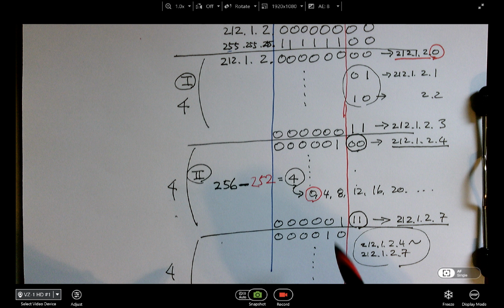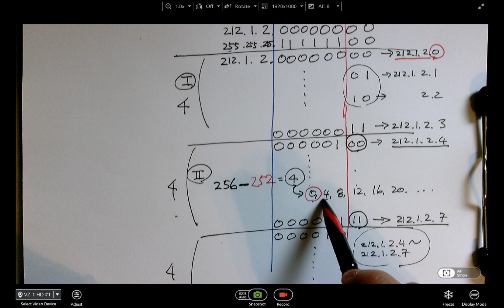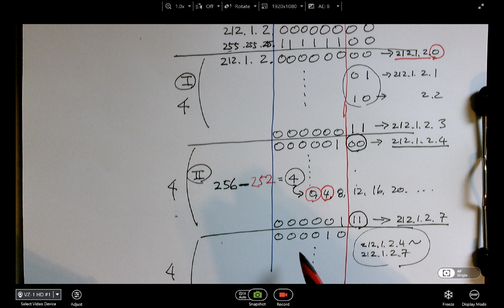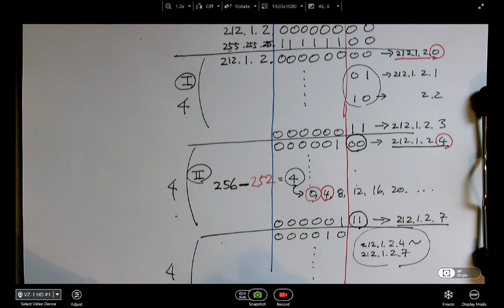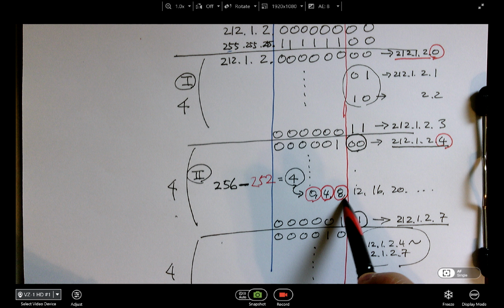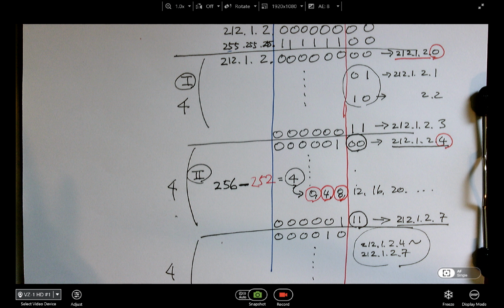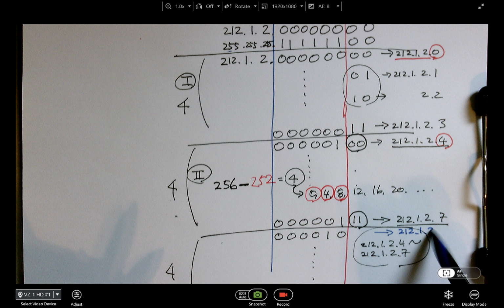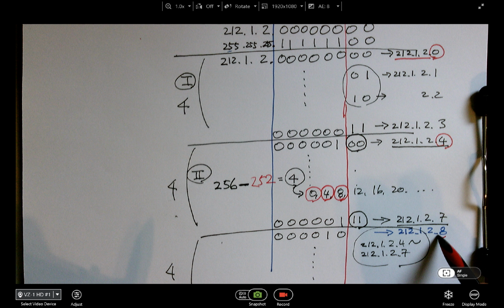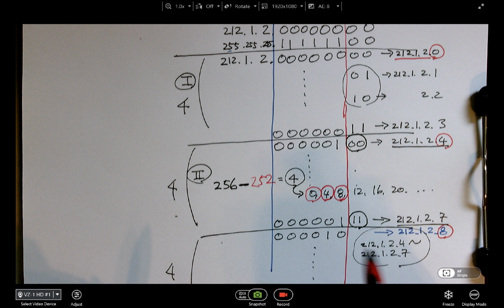And then you can find the network address of the second subnet, which is 4. And then you can find the network address of the third subnet, which is 8. So for this, it's going to be 212.1.2.8. Right? So basically, you can easily find the broadcast address of the second subnet because 8 minus 1, you have 7. So this is the broadcast address of the second subnet.